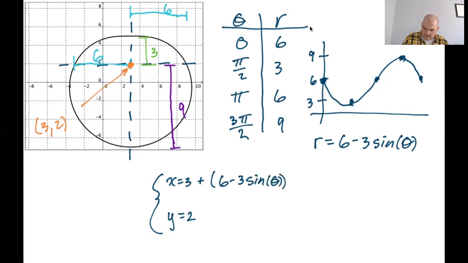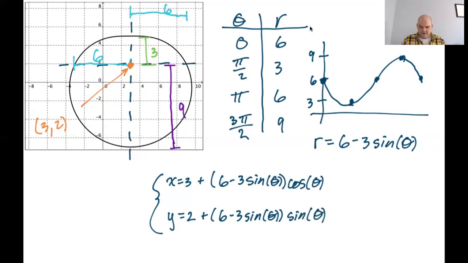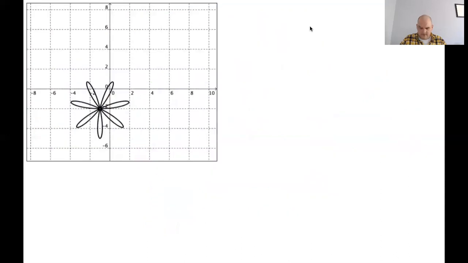And then cosine theta, because that's x, and we're doing parametrics here. And then it'll be plus 6 minus 3 sine theta, because that's our polar curve. And then sine theta. Okay, I think that's pretty good. All right, let's take a look at another one.